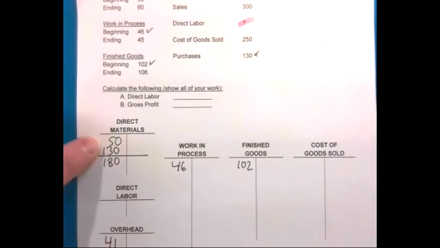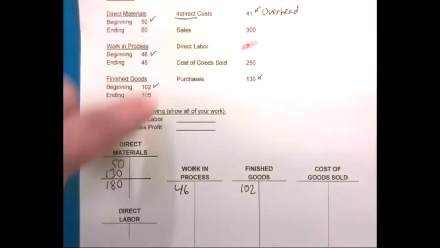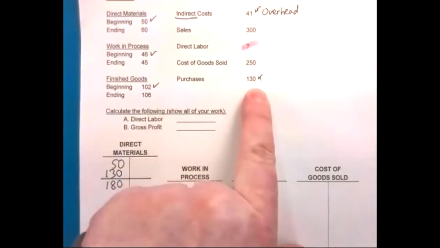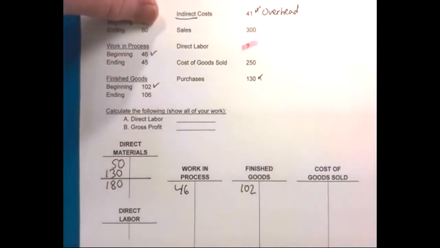Okay, so we have 50 to begin with in here. Added 130, the purchases. So the total in direct materials are 180. And if we didn't make anything, we still should have 180 in there. We go out and someone says, okay, the ending is 60.